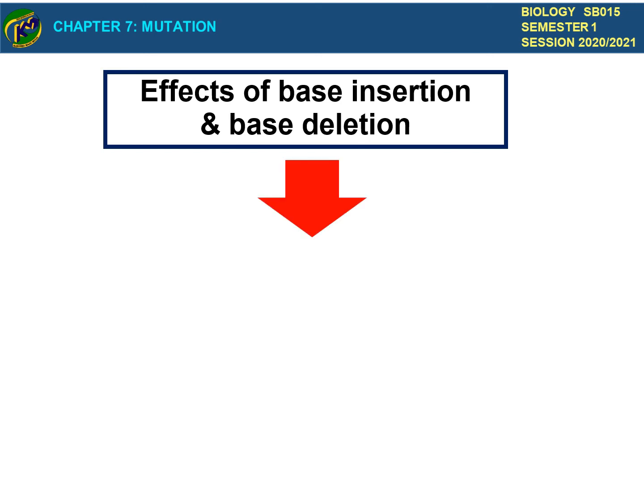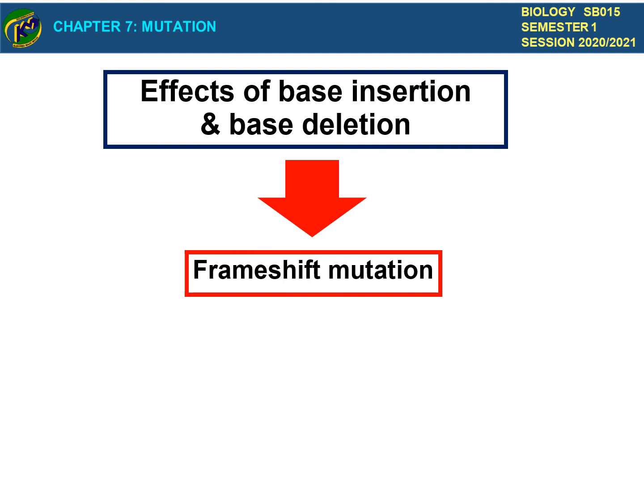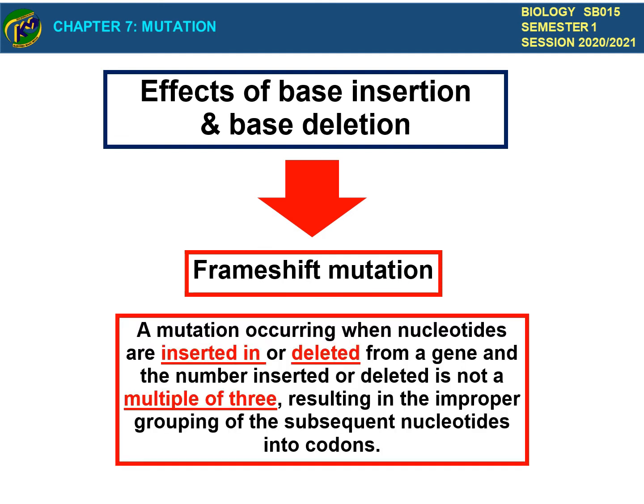Now we look at the effect of base insertion and base deletion. These two types of mutation can lead to frameshift mutation. Frameshift mutation is a mutation occurring when nucleotides are inserted in or deleted from a gene, and the number inserted or deleted is not a multiple of 3, resulting in the improper grouping of the subsequent nucleotides into codons.